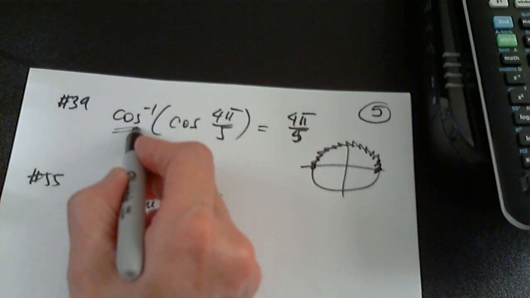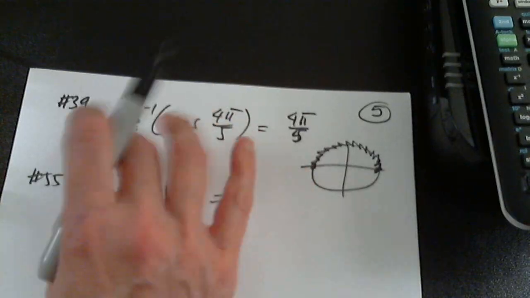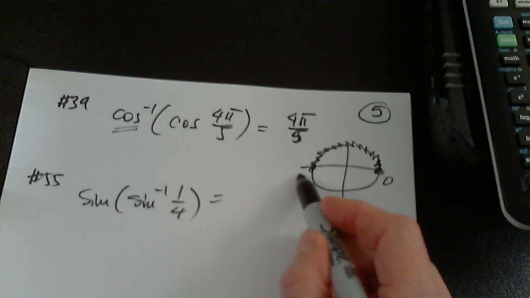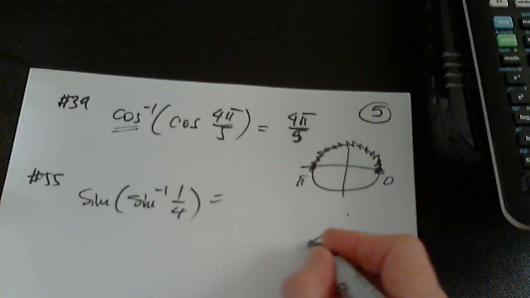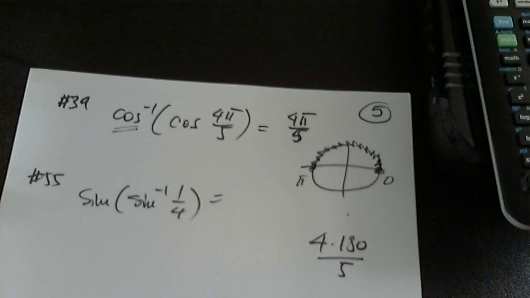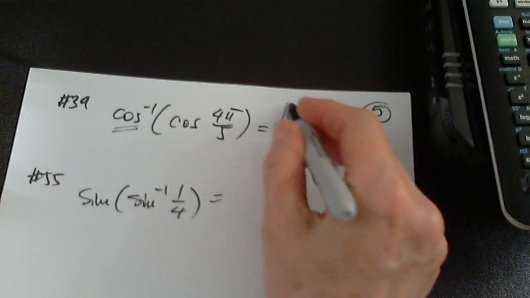Because we're talking about cosine. If it's sine inverse sine, then I have to look somewhere else. But because it's cosine, it has to be between 0 and pi. So I don't know what this is. 4 times 180 divided by 5. Lazy people use a calculator. So let's see what this is. 4 times 180 divided by 5. 144. It's under 180. Done. I don't have to do anything. So the answer is 4 pi over 5.